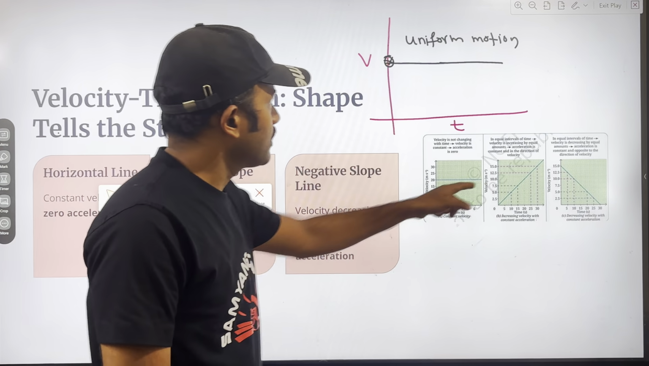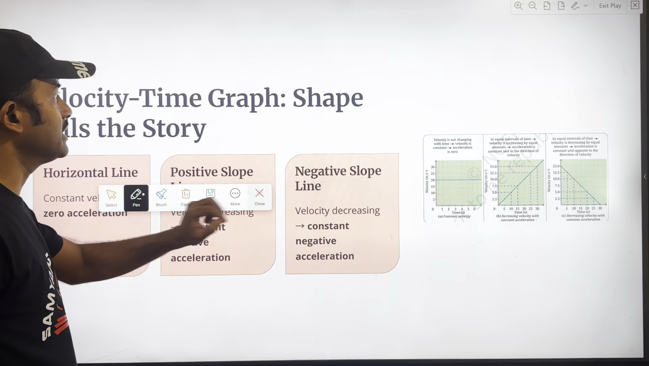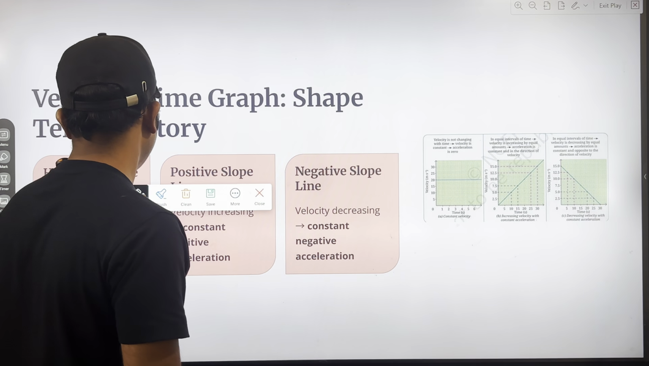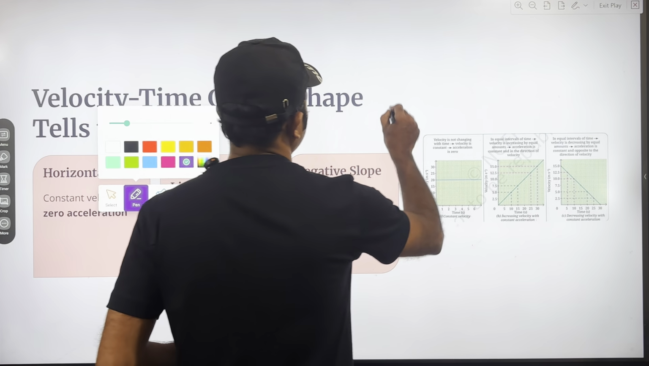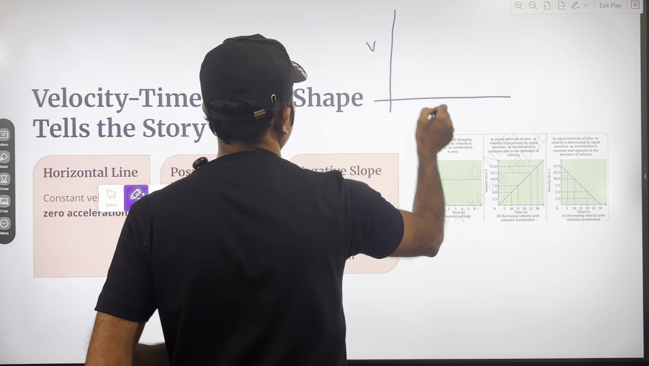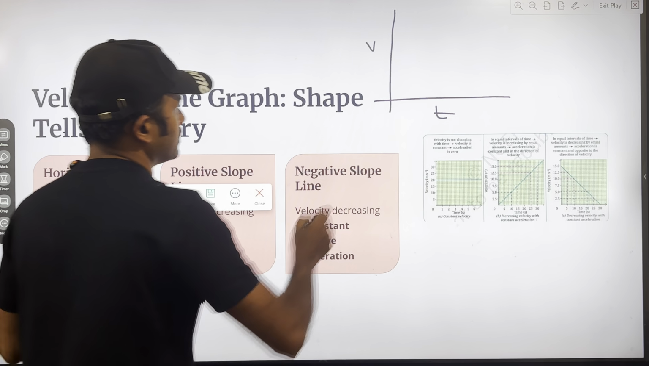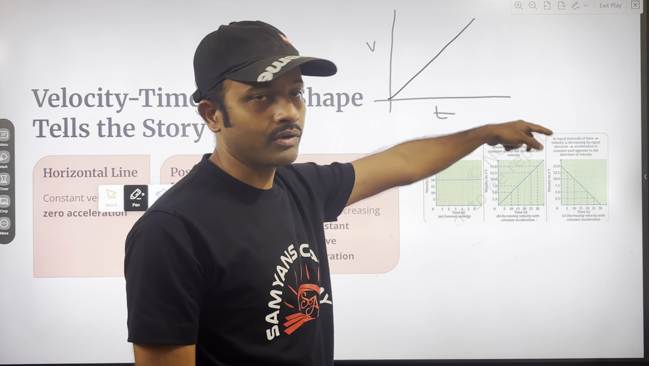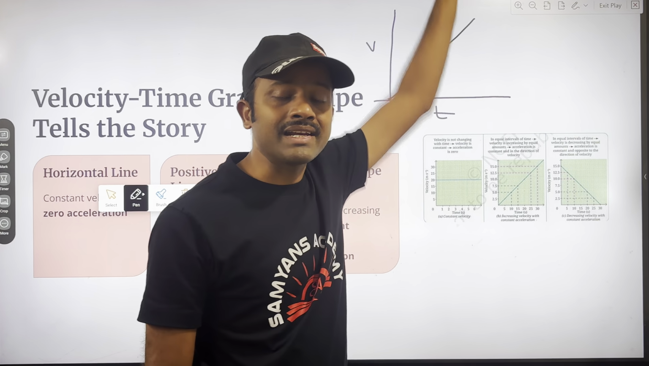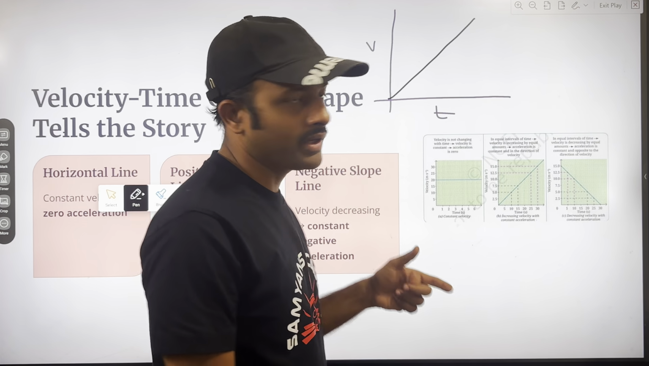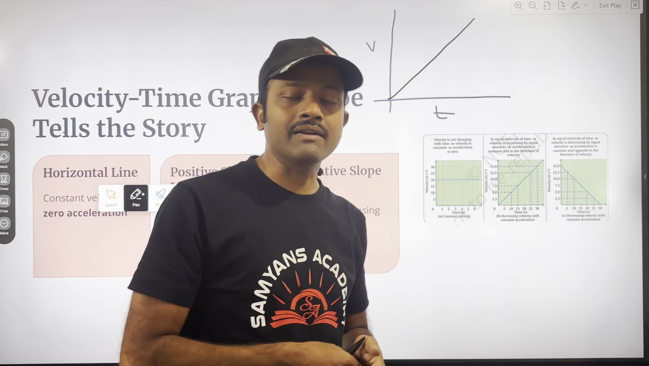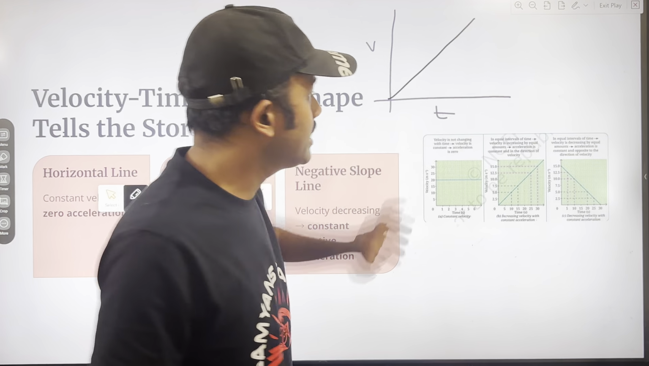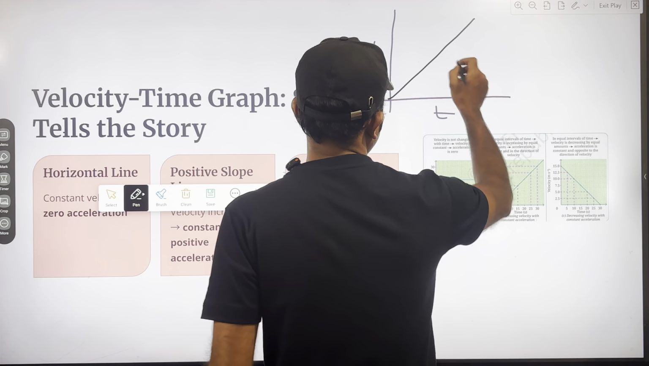For example, observe the second graph. When you plot the graph between velocity versus time, suppose you are getting it like this. So what will it indicate? With respect to time, the speed is also increasing constantly. In equal time intervals, the speed value also increases equally. That means your speed is increasing constantly. So that indicates uniform acceleration or constant acceleration.